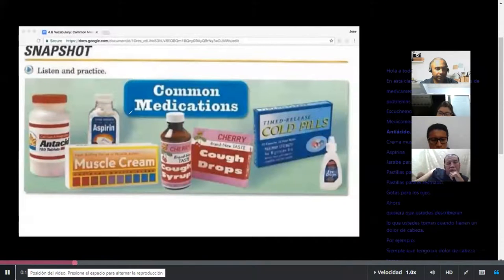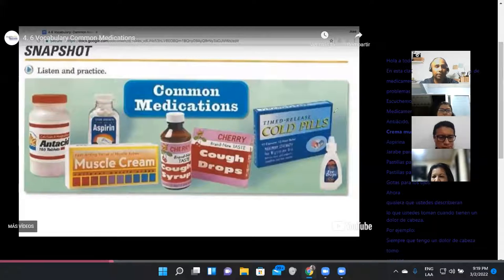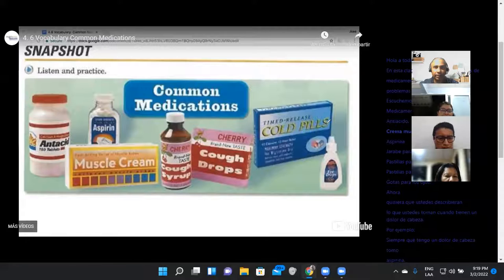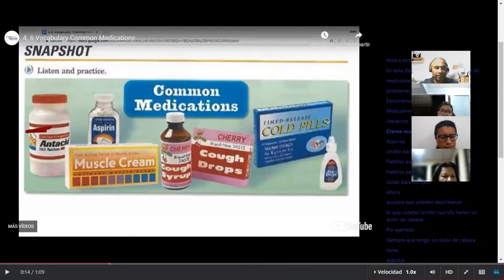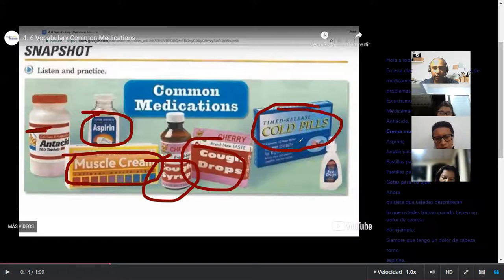Medications. Antacid. Muscle cream. Repeat. Antacid. Aspirin. Muscle cream. Cough syrup. Cough drops. Cold pills. Eye drops. Okay.